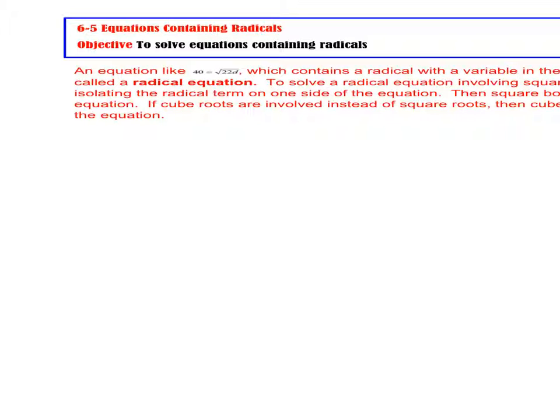And then you can read here how to solve one. It says to solve a radical equation including square roots, start by isolating the radical term on one side of the equation. So that's always the first step. Then square both sides of the equation. You'll square it if it's a square root, but if it's a cube root, then you'll be raising each side of the equation to the third power. So that's the game plan. Let's go ahead and see some examples.